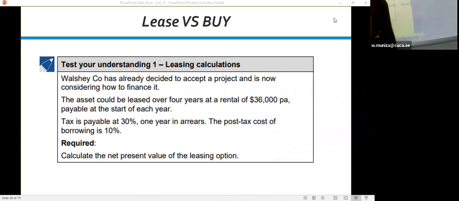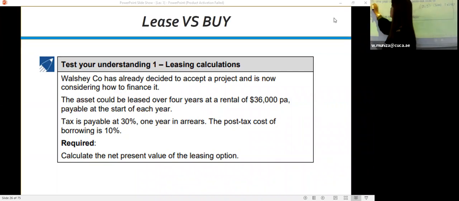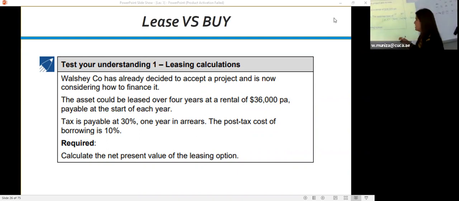Okay then, my dear students, tax is also there. Tax is payable at 30%, 1 year in arrears. So the first year's tax is going to be paid in the second year, and for 4 years it is there. So from year 2, 3, 4, 5. From year 2 to 5. How much payment is there? 36,000 multiplied by 30% is 10,800.